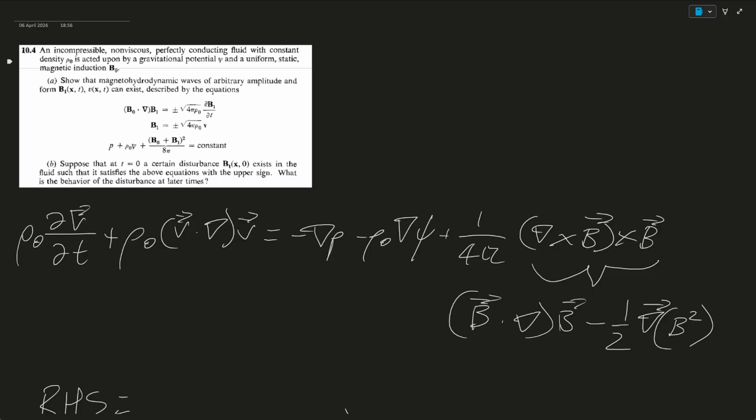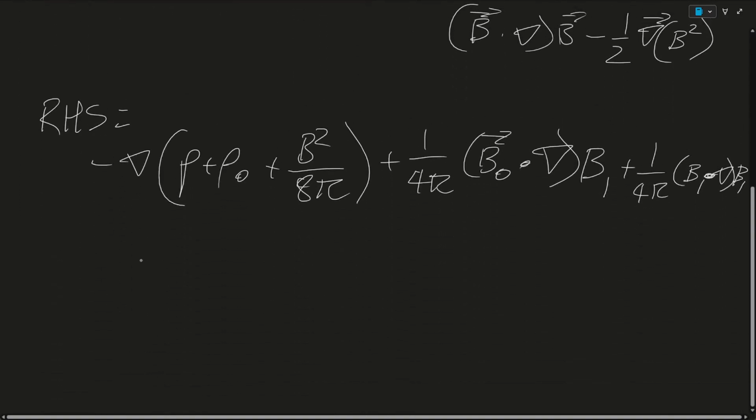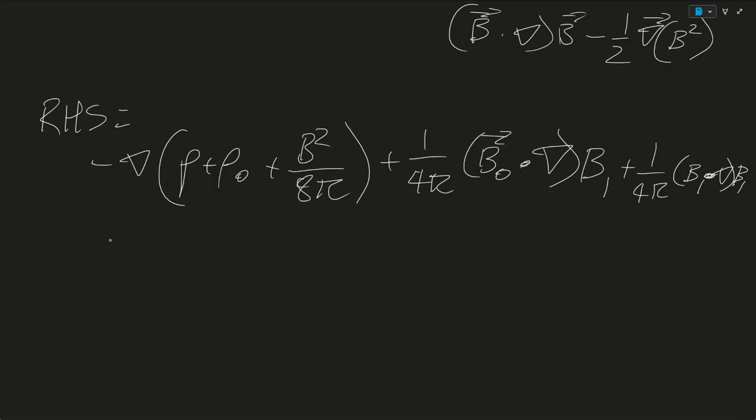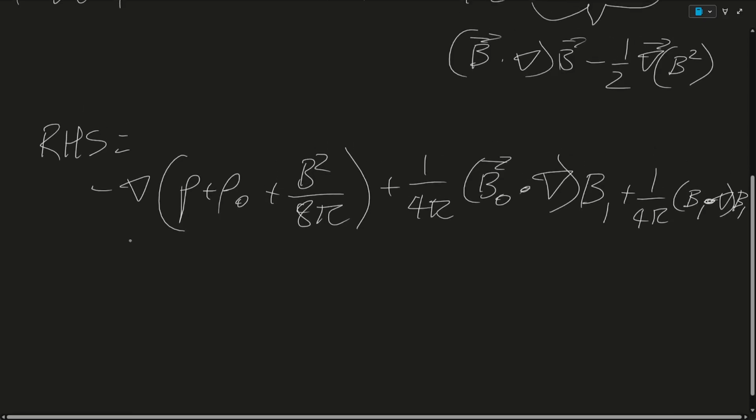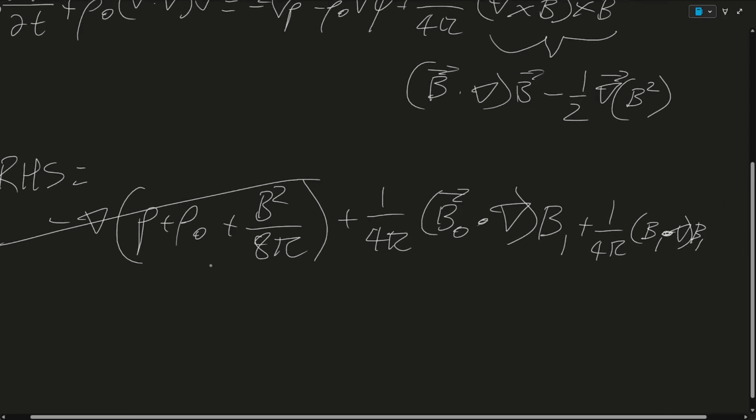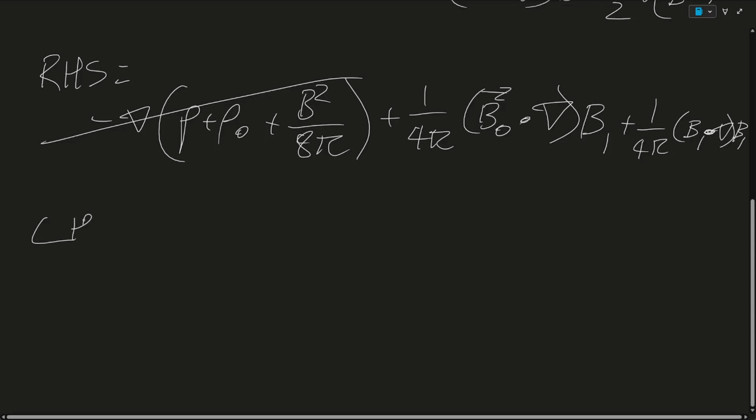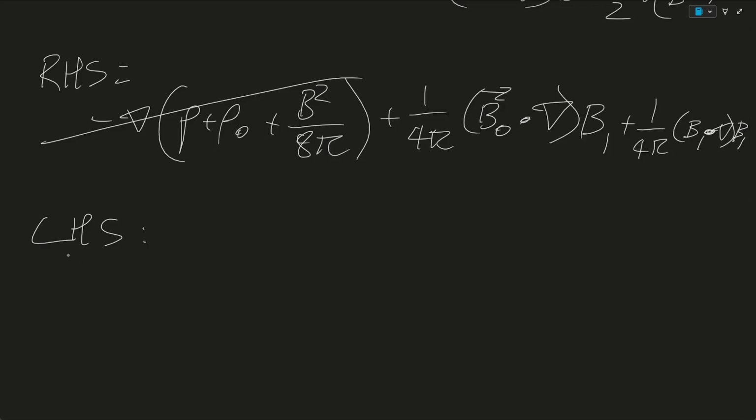Anyway, we are told in the question that it is an incompressible non-viscous perfectly conductive fluid with a constant density, which means that a couple of terms here go to 0, namely the gradient term. That's nice. Let's do left-hand side.